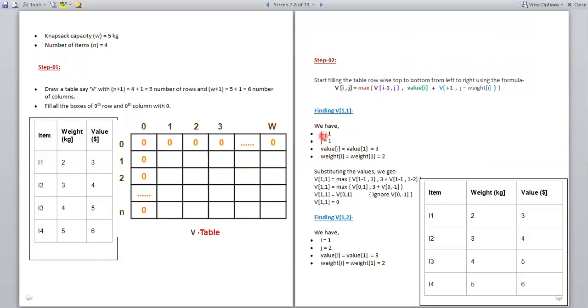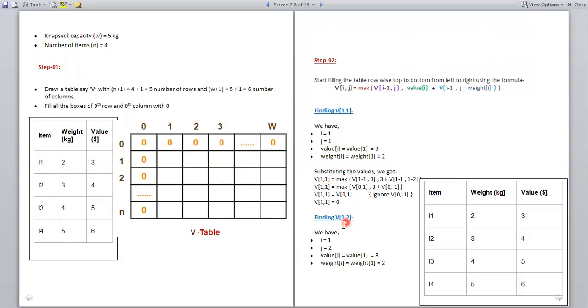So when i is equal to 1, the first item value is 3 and the first item weight is 2. Then using these values we calculate V of 1 1, that means this position value, and we get the value of V of 1 1 is 0.